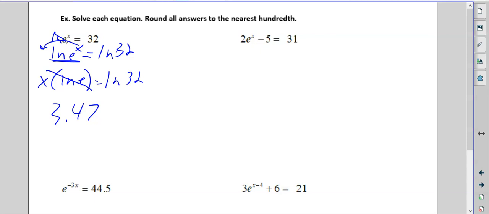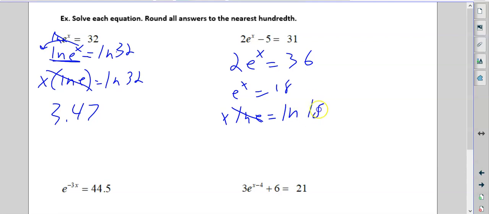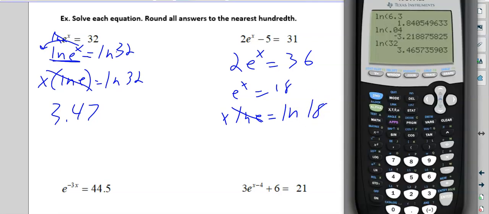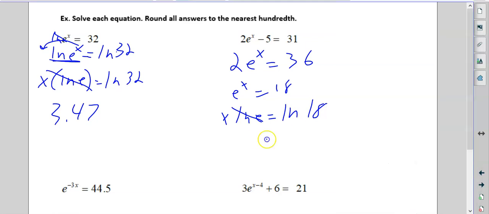Now in this next one, we have to add the 5 first. So 2e to the x equals, add 5, 36. Now remember, if you're one of the people that right away do 31 minus 5 and get 26, you need to show your work. Add 5 to both sides. Now we're going to divide by 2. So e to the x equals 18. And now we're going to ln both sides. And when we do that, the x is going to move out in front. We're going to get that ln e, which is going to go away. And we're going to get ln of 18, which we just type in our calculator. 2.890, so that's 2.89.